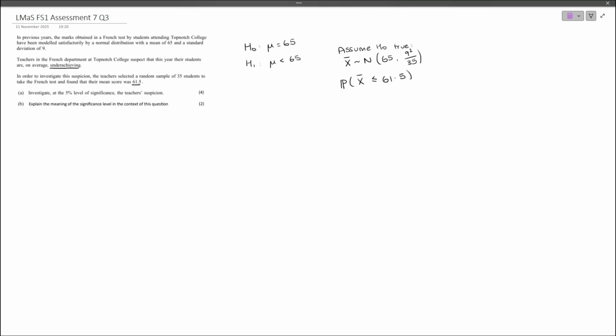The probability that X bar is less than or equal to 61.5 is equal to 0.0107 to 4 decimal places and at least 3 significant figures. This is less than 5%. So I'm going to reject the null hypothesis.